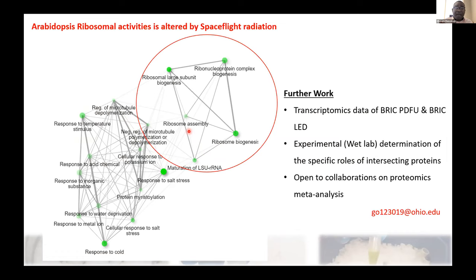the ribosomal activity. And so currently we are comparing the transcriptomic data of the BRIC-PDFU and the BRIC-LED experiments. And also we'll be proceeding to wet lab determination of the specific roles of these intersecting proteins. And of course, we are open to collaboration on proteomic meta-analysis.